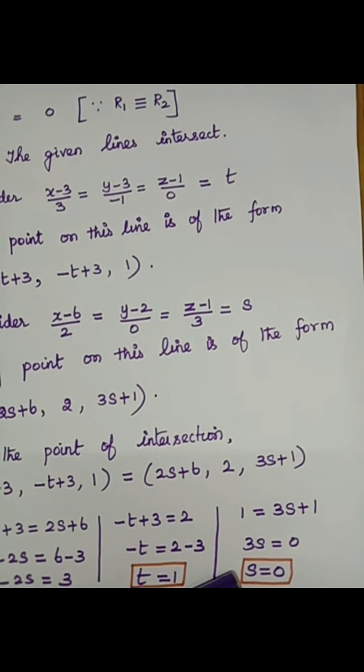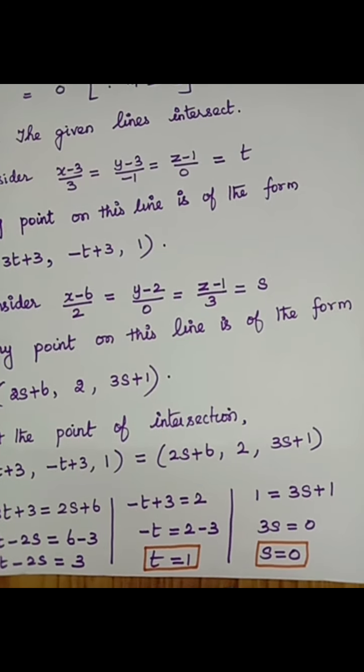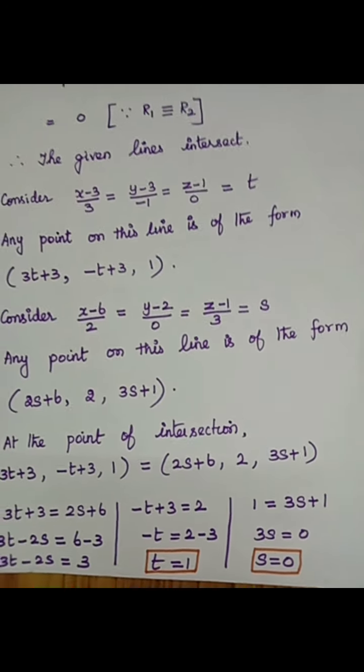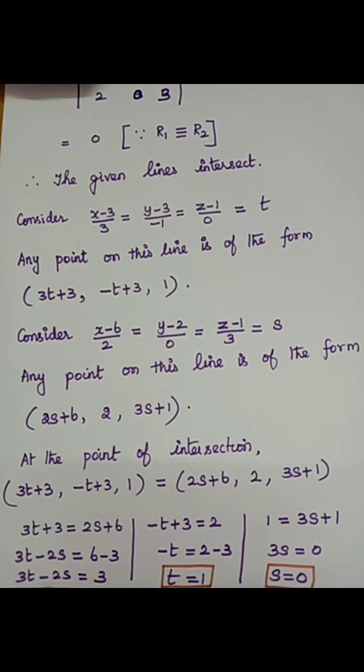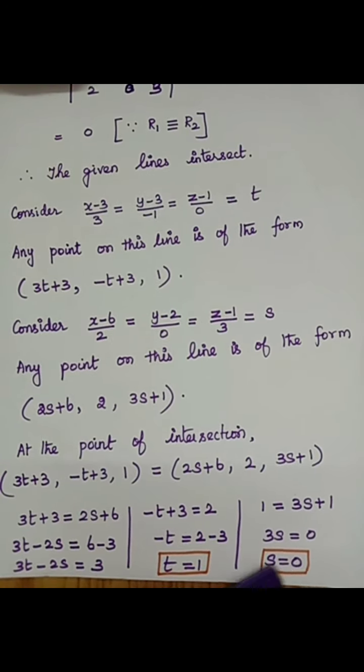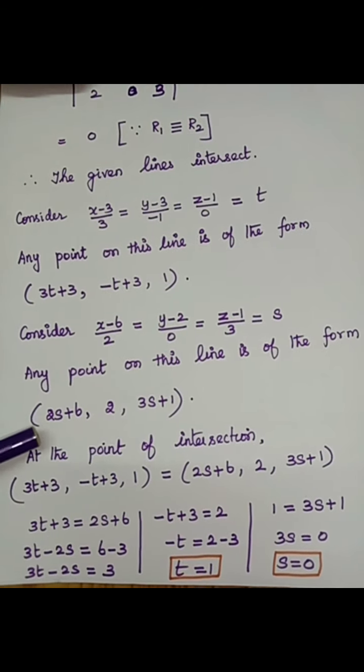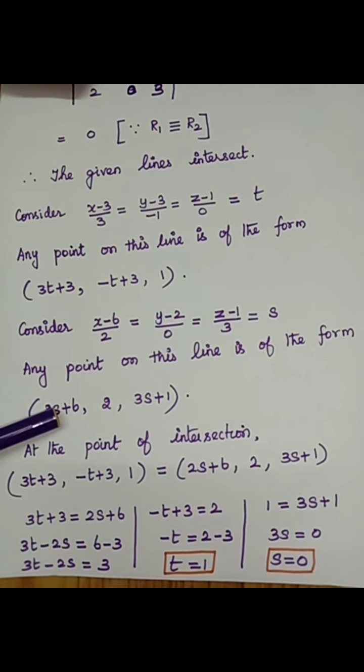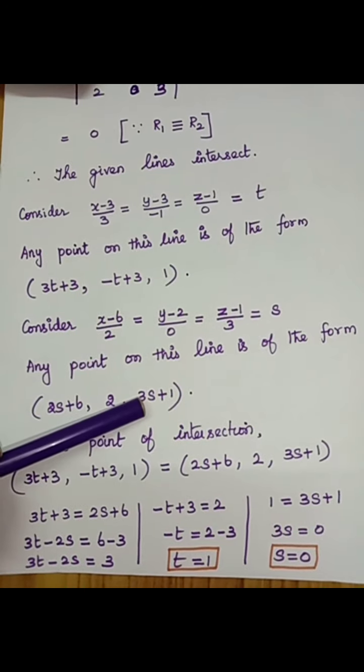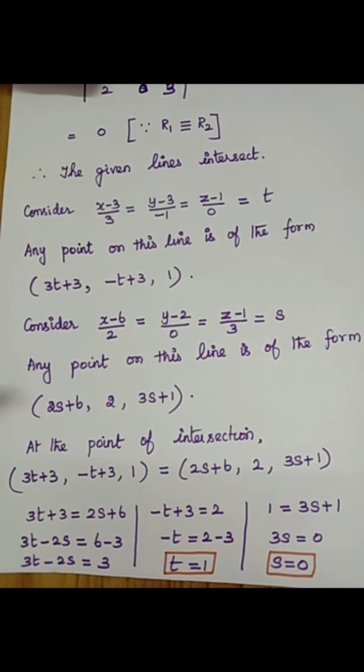So these t and s, or any one, has to be substituted in the corresponding point. So I'll take s is equal to 0. When I substitute here, you see that the point is (6, 2, 1). That is the point of intersection.